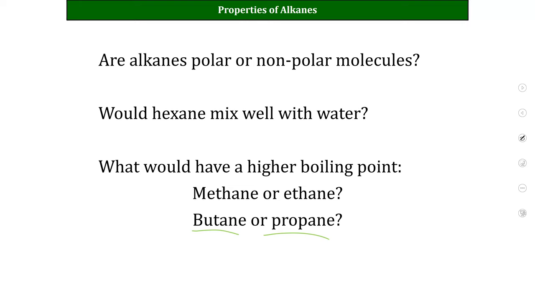So if you just remember the prefix, which one has the highest? Exactly. Okay. Sorry, I thought methane was bigger than ethane. Methane is smaller than ethane.